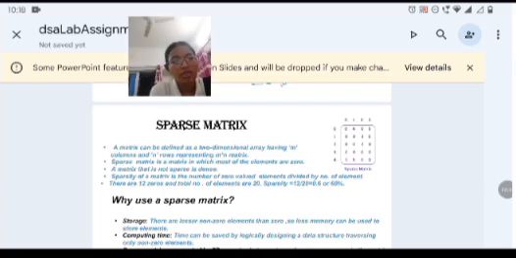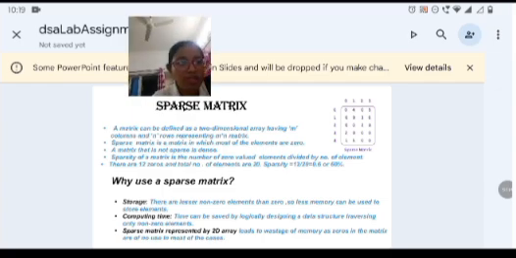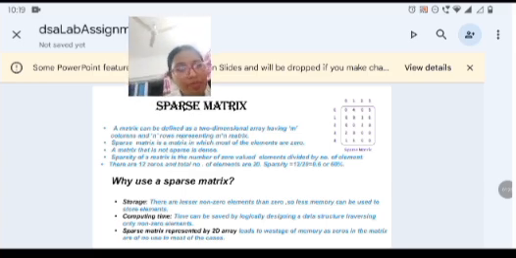Sparsity can be calculated using a formula, which is written as the number of zero valued elements divided by the total number of elements. In the example above, we see a 5 cross 4 matrix having total number of elements equal to 20 and the number of non-zero elements equal to 8. So therefore the number of zero elements is equal to 12, and hence sparsity is equal to 12 by 20, which is 0.6 or 60%.